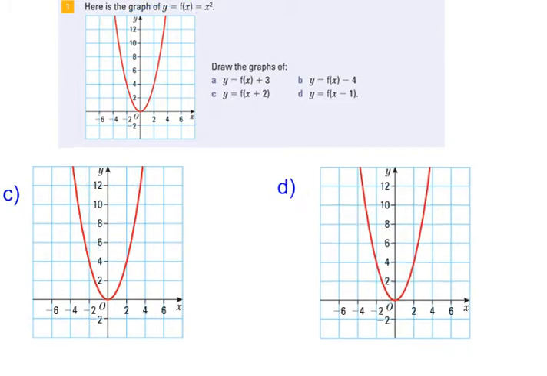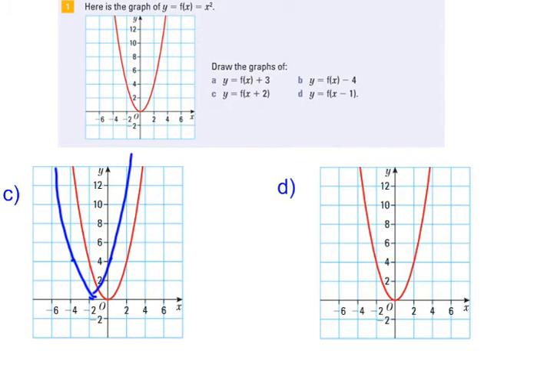Now for C and D, my transformation of the graph has happened inside the brackets. So it's affecting the x values, it's going to be affecting it parallel to the x-axis, so left and right. But it's also going to do the opposite of what I expect. So here, f(x plus 2) is actually going to take away 2 from all of my x values. So my graph is going to shift to the left by 2. And my graph is going to look like this. So shifted to the left, having taken away 2. It does the opposite of what you expect when it affects the x values.